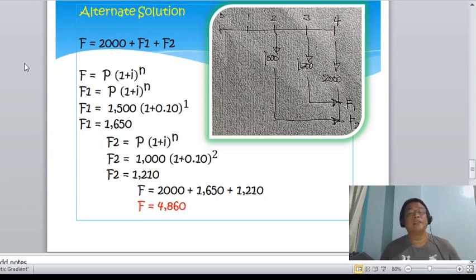So, that is 1,500 multiplied by 1 plus 0.1 raised to 1. The answer is 1,650. And for F sub 2, that is 1,000 multiplied by 1 plus 0.1 raised to 2. F sub 2 is 1,210. Okay. Getting now the value of the total F, that is equal to 4,860, which is also equal to the previous solution, or F at the previous solution. Okay?